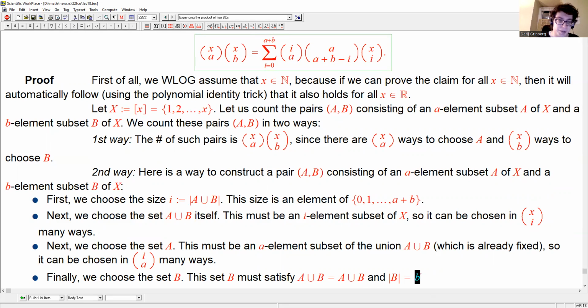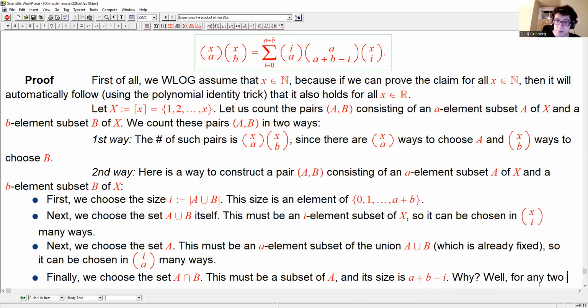So let me do it a little bit differently. Let me choose the intersection instead. This must be a subset of A. And furthermore, I claim that its size is a plus b minus i. Why? So that it's a subset is clear. An intersection of A and B is always a subset of A. But what about the size?